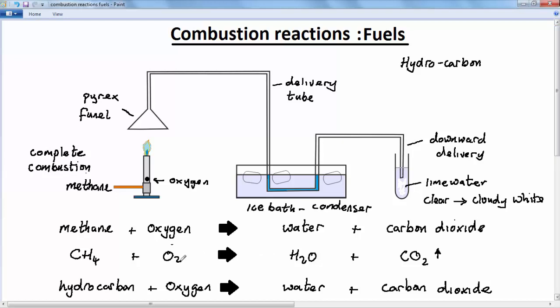So to do this, let's first of all look at the hydrogens. We can see we've got 4 hydrogens here and 2 on this side. So what we're going to do is put a 2 here. That gives us 4 hydrogens. But now we can see we've got 2 oxygens, that's 4 oxygens on this side and only 2 on this side. So that's easy, we just put a 2 here. Carbons are okay, everything's okay, the equation's balanced.